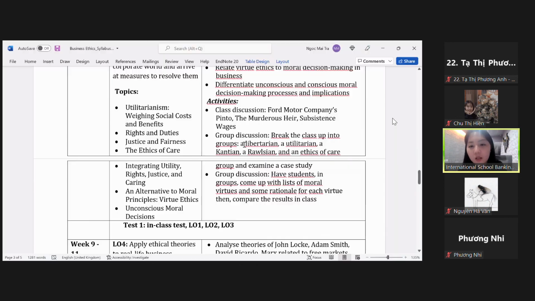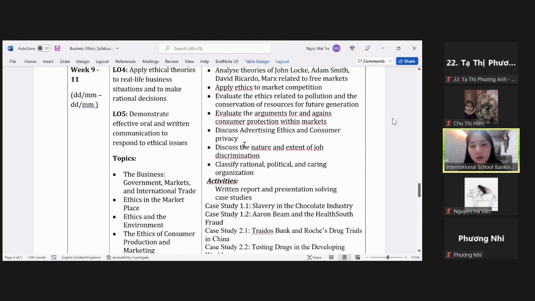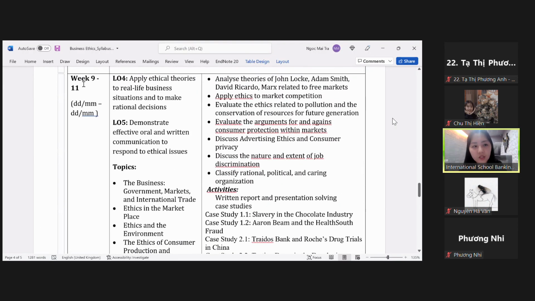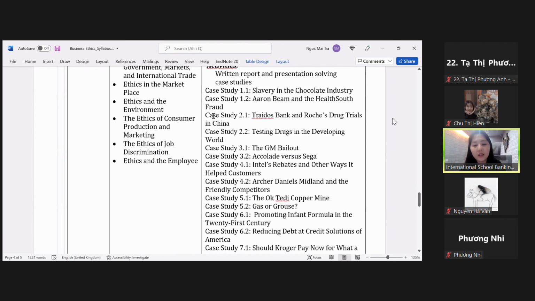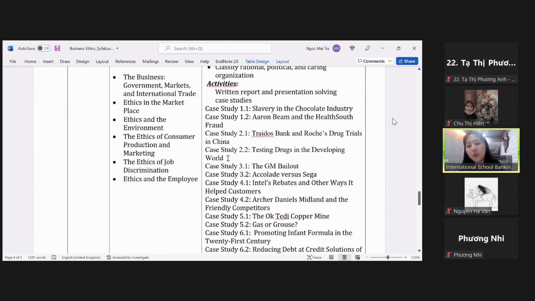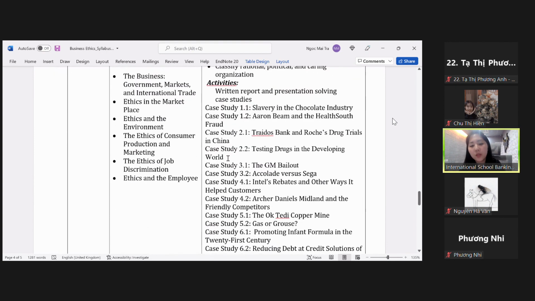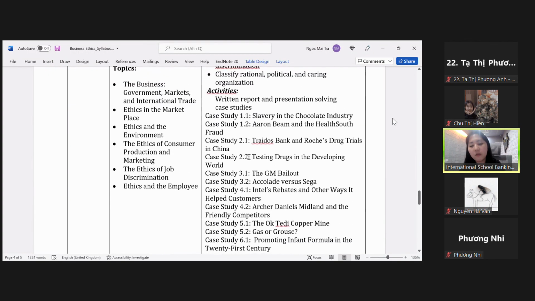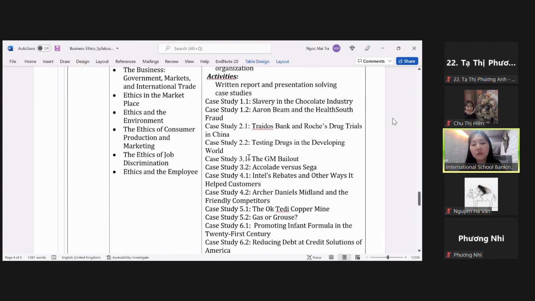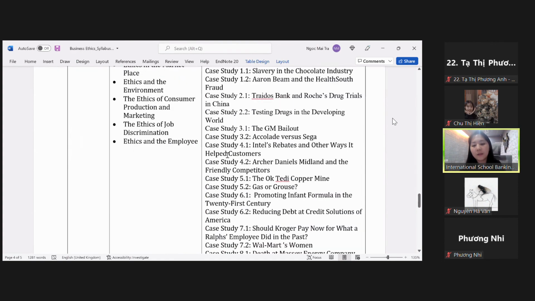From week 9 to 11, it's going to be the time for you to work as a group and then present the findings of your group. Here I have 16 different case studies from the book for you to choose from, so you can have a look at these case studies.